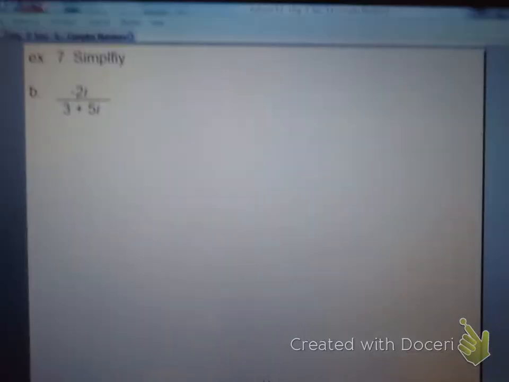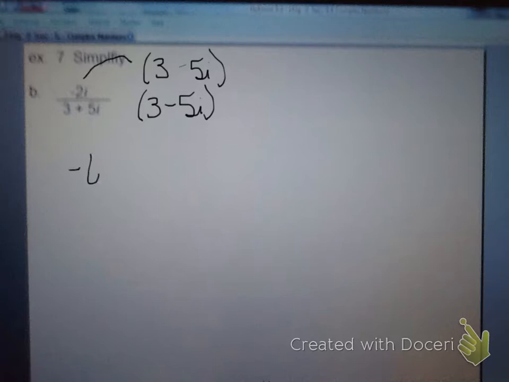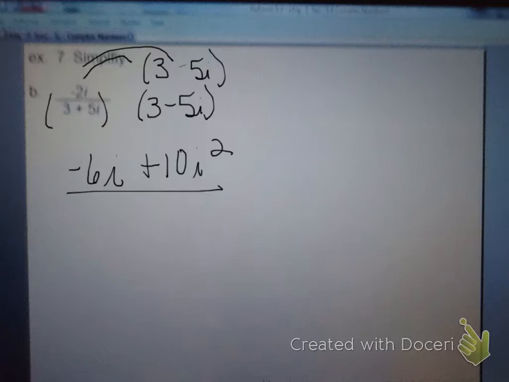Okay, example 7. We have to multiply by the conjugate, which is 3 minus 5i. And I'm going to multiply the top by 3 minus 5i. So I'm going to do the distributive property. That's a negative 2i times 3 is a negative 6i. And negative 2i times a negative 5 is a positive 10i squared. Now, in the denominator, I already know that when I do the FOIL method, the outside and the inside term are going to go away, so I'm going to skip that part and just do first and last. So that's 9 minus 25i squared.